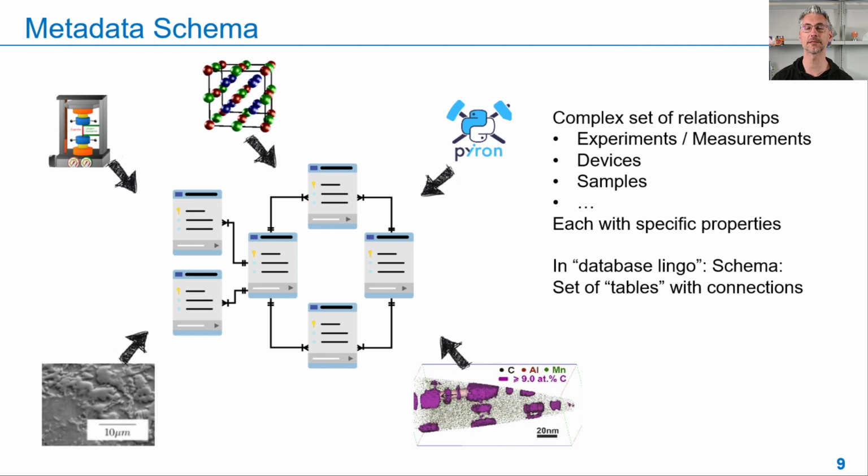This metadata schema essentially is a way to formalize the complex relationship between the experiments or measurements, the devices, the sample, and the procedures, and each of those comes with specific properties. So, shall we say in informal database lingo, a schema is essentially a set of relationships between tables that capture all this information.